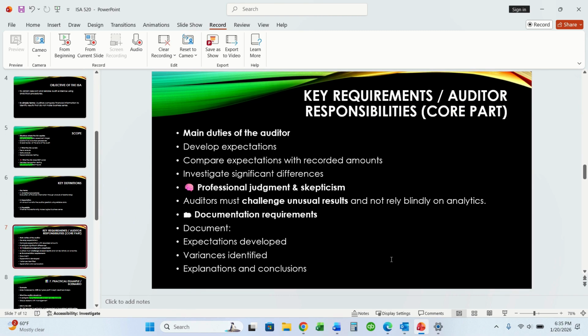Key requirements, the main duties of the auditor. What are the main duties of the auditor? Develop expectations, compare expectations with recorded amounts, investigate significant differences, and apply professional judgment and skepticism. The auditor must challenge unusual results and not rely blindly on analytics. Documentation requirement: document expectations developed, variances identified, explanations and conclusions.